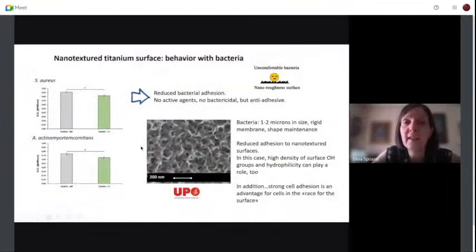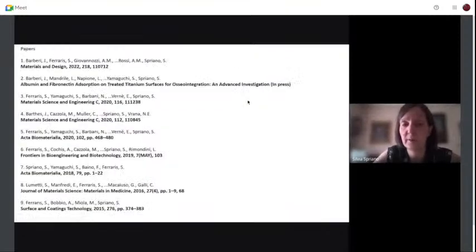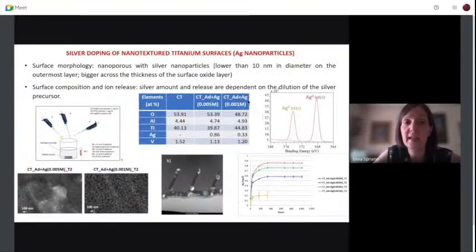And as last, again, we have a nanotopography. So again, we have passive strategies against bacterial adhesion and biofilm formation. Some papers about this surface. And we can go further. We can dope this nanotextured surface with silver. In this case, we get silver nanoparticles. And it is very interesting because you have very small nanoparticles, lower than 10 nanometers in diameter.